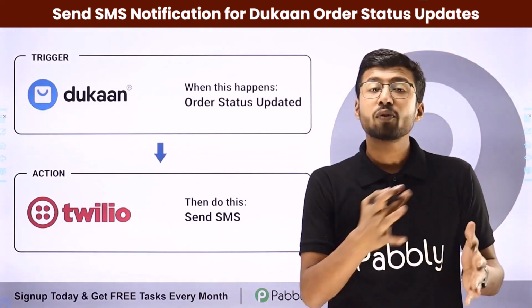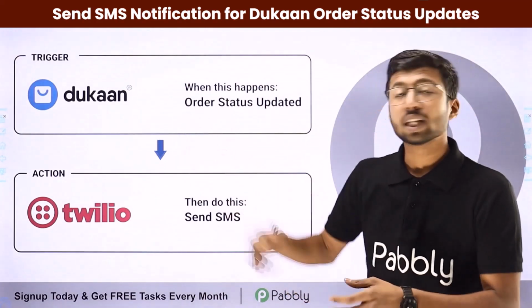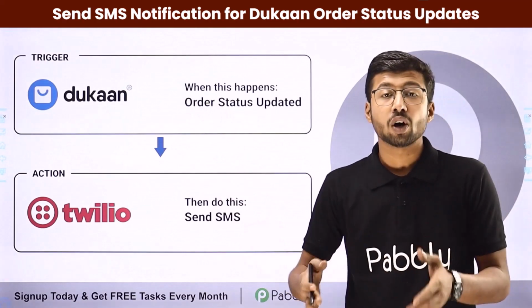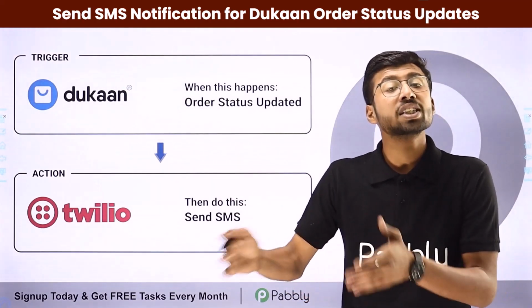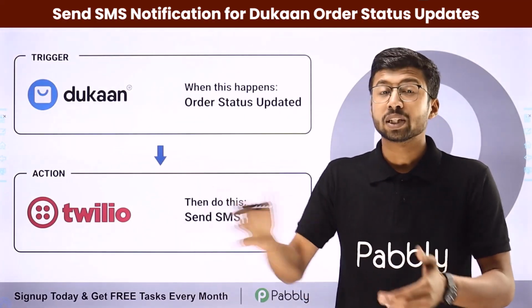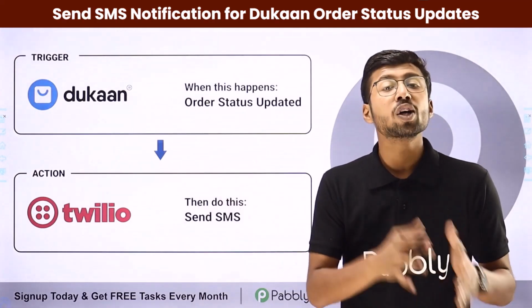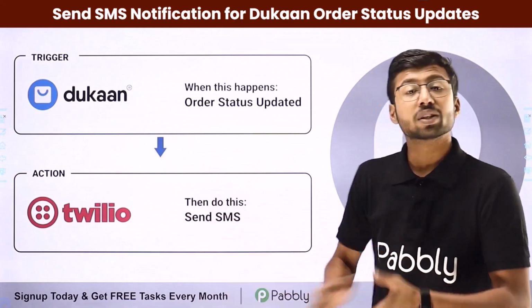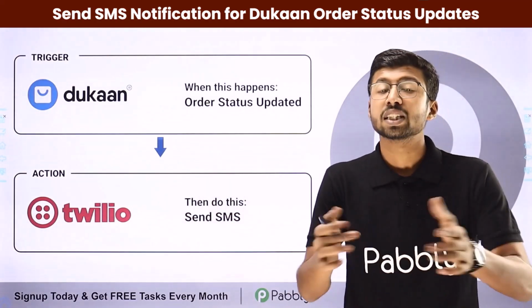Now suppose, guys, you have created an online store using the Dukaan app, and whenever you receive an order and you update or change the status of that order, for example, if you accept the order, you ship it, or the order has been delivered, you want to send an SMS notification to your customer who placed the order with the status updates.